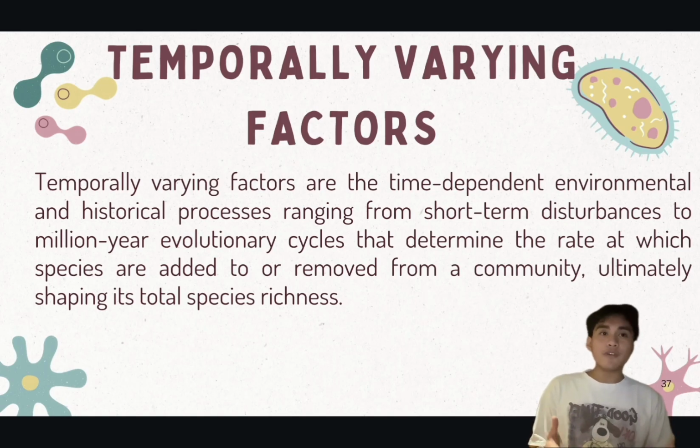These factors range from a quick shake-up, like a sudden forest fire or flood, to a slow motion of changes like ice ages or million years of evolution. So it acts as a constant filter over time na nagpa-process sa speed ng species na nag-a-add or remove to a certain community. Kumbaga, ang temporally varying factors ang nag-a-act as a nature schedule na nagde-decide sa species richness, or siya yung nagbibigay ng head counts of different plants and animals na makikita natin sa isang habitat or environment.